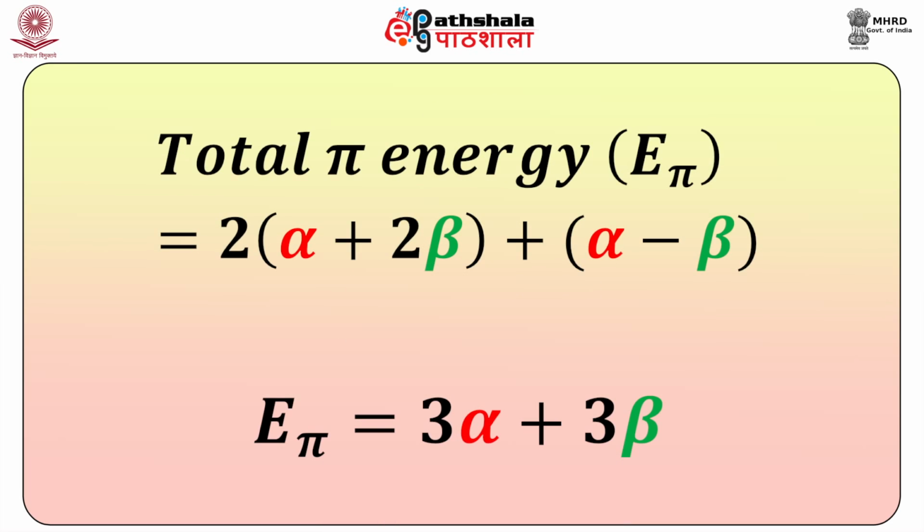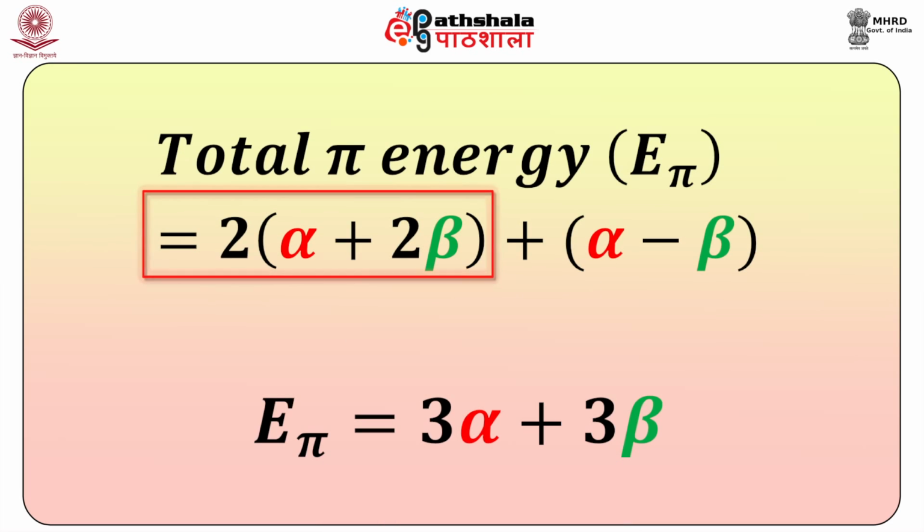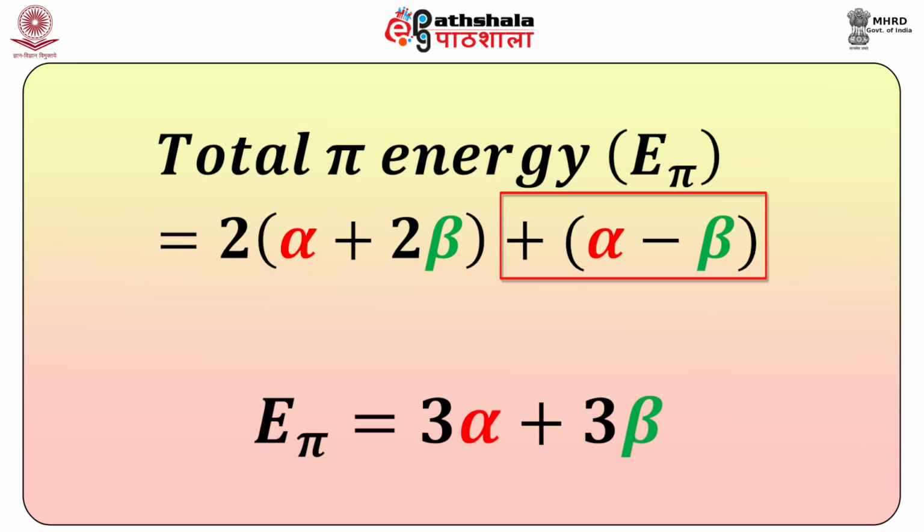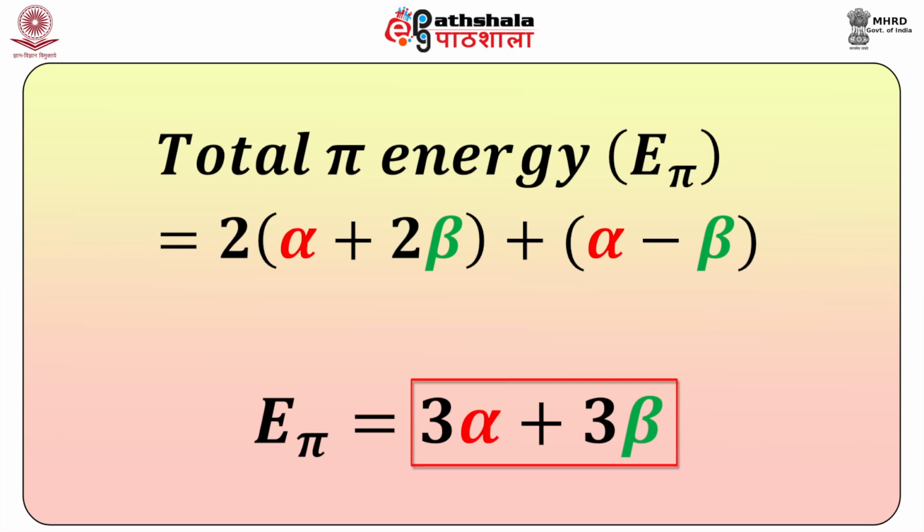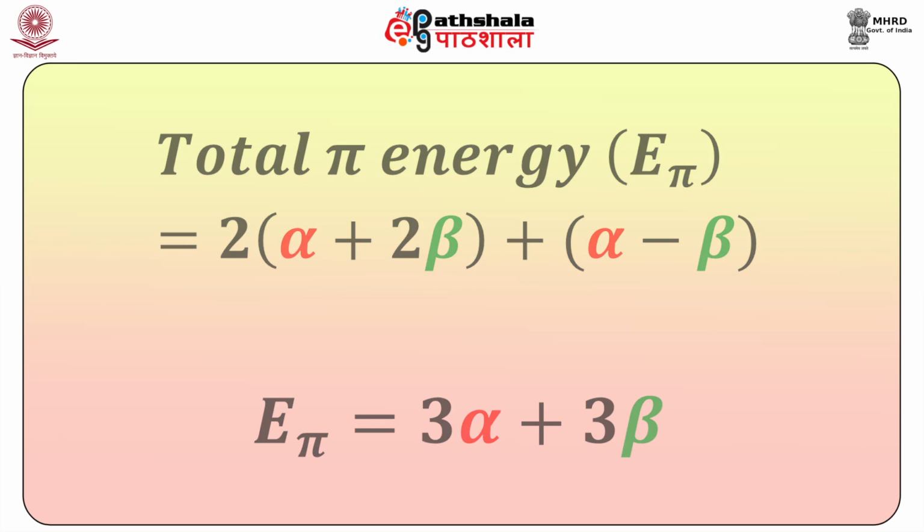After having drawn the energy level diagram for our cyclopropenyl radical, one can calculate the total pi electron energy, that means E pi of cyclopropenyl radical. And this, as you can see here, will be equal to 2 times alpha plus 2 beta plus alpha minus beta. That means it comes out to be 3 alpha plus 3 beta. That's the total pi electron energy of cyclopropenyl radical.